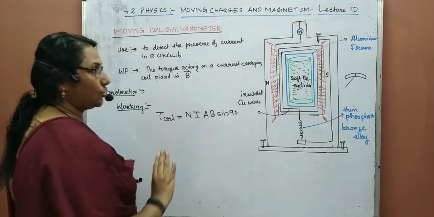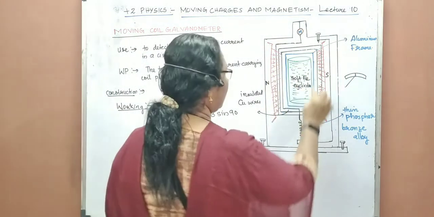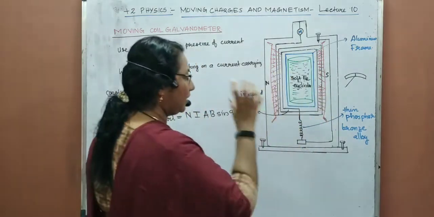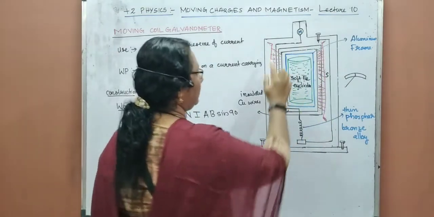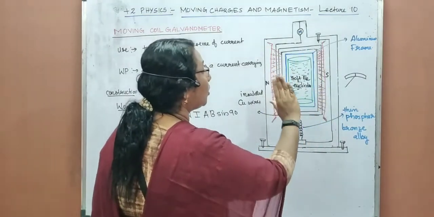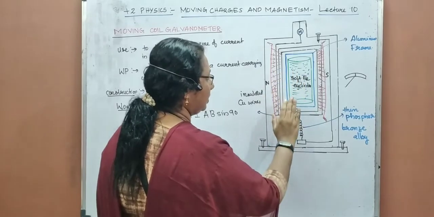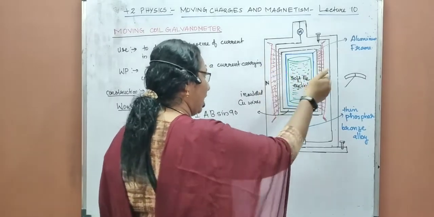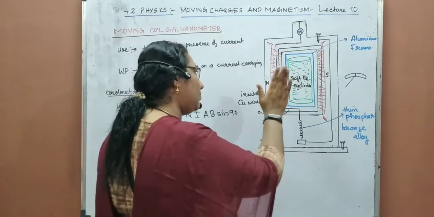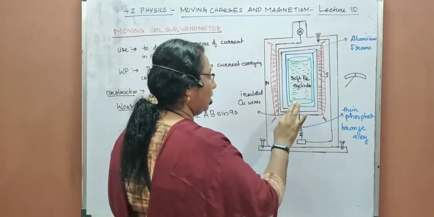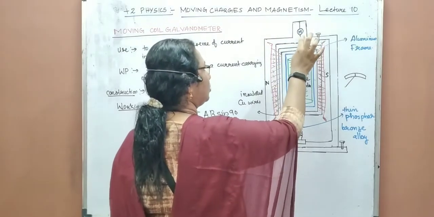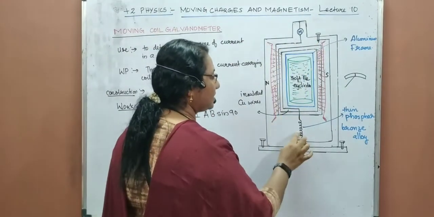The coil begins to rotate. When torque is created in this coil, listen, come with me, what happens? The coil begins to rotate. This region goes in and this region comes out. The coil begins to rotate. When the coil rotates, one end of the coil is connected to the mirror and the other end is connected to the spring.